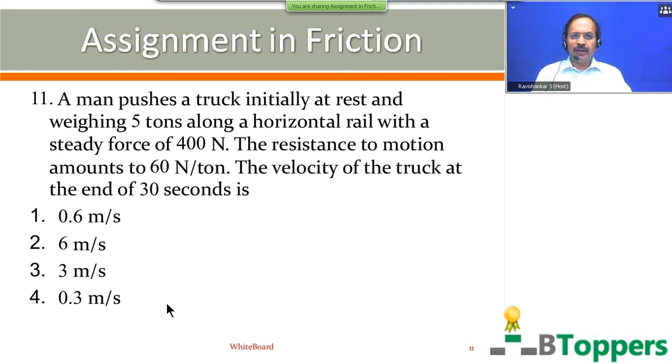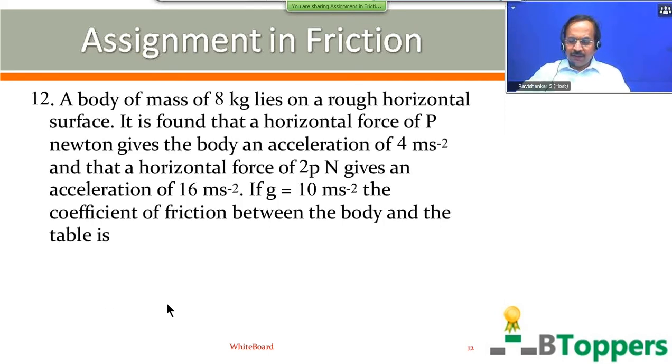So in case you need more time to answer the question, you can take a pause and take your own time to answer the question. So I'm going to show you the next question on the screen. See the question number 12 on the screen.